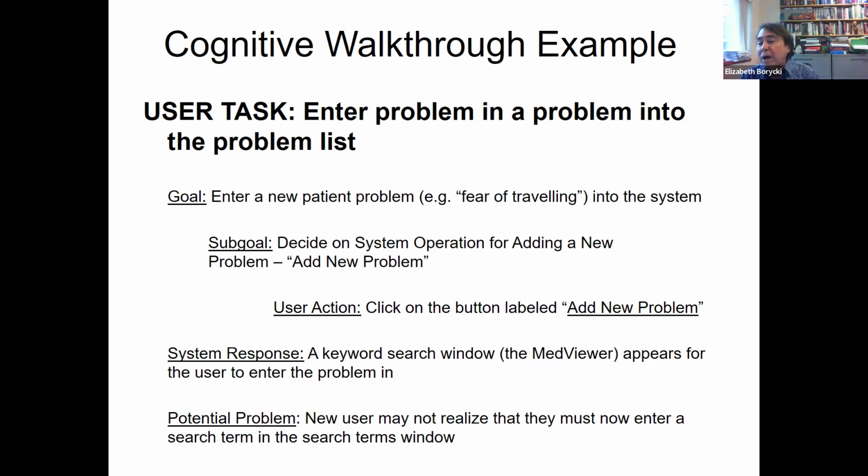This part is less subjective. You can specify every action you do, so it's kind of like a user log file. You click on the button labeled add new problem, and you mark it down. So we can count up the number of user actions. We can also count up and indicate how the system responds to every action. A keyword search window comes up, which is called the nebula, and we're supposed to enter the text in there, and then it gives you the list of standard terms to select from. So then you come up with: is there a potential problem? The user might not realize they have to enter the search term.